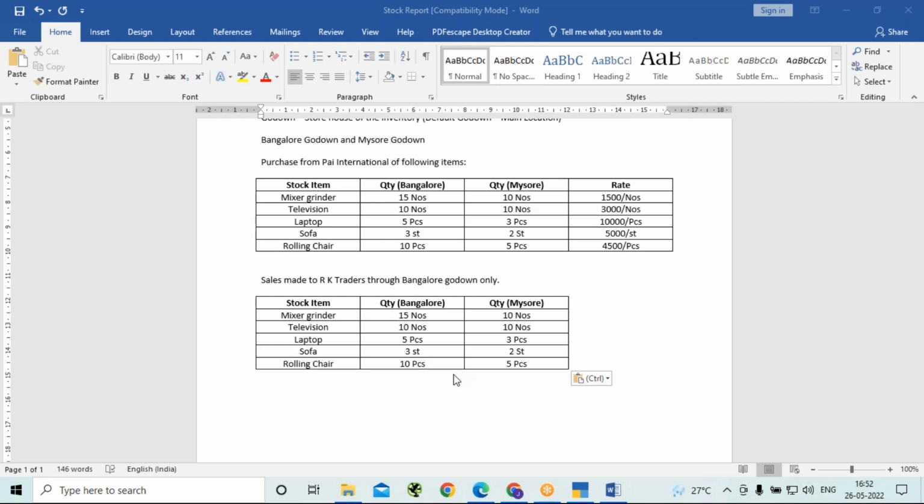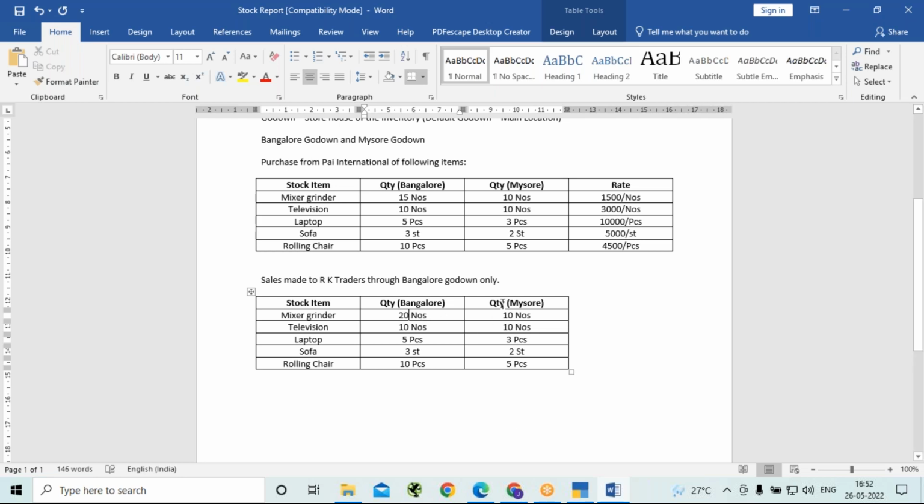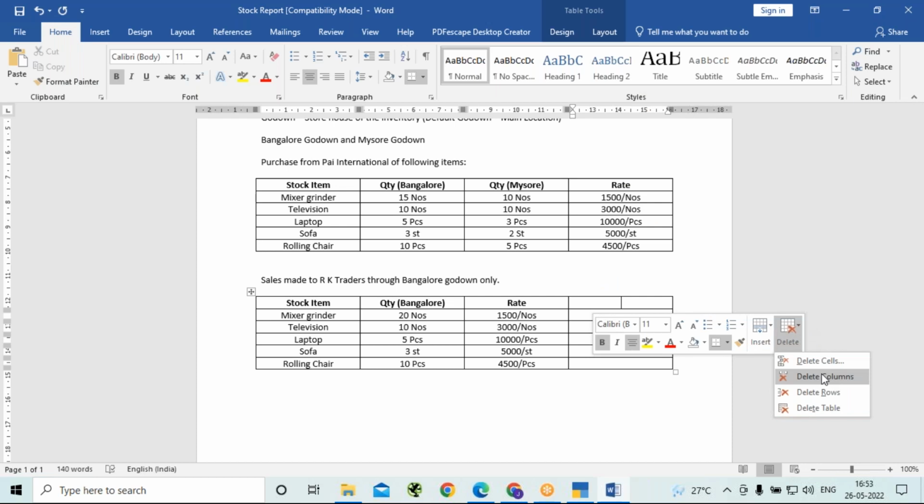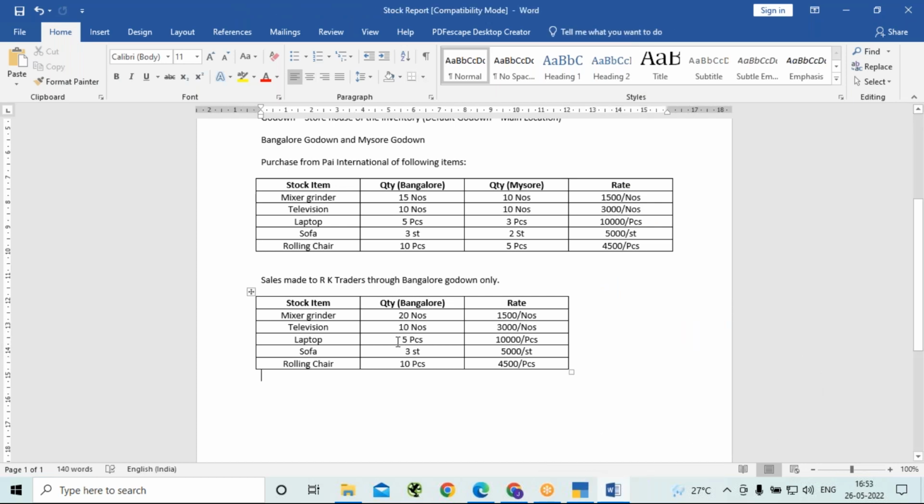Okay, so let me try to put it only for Bangalore godown. Let's assume that there was a sale to RK Traders of 20 numbers. So let me take it.